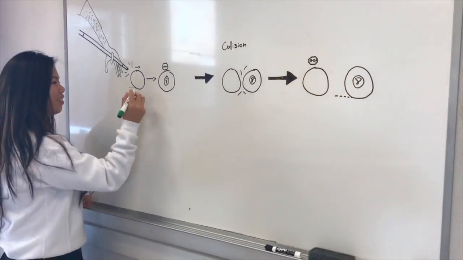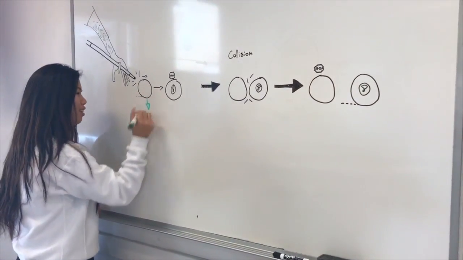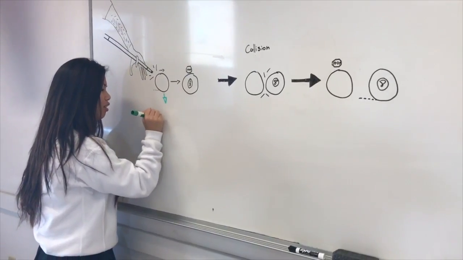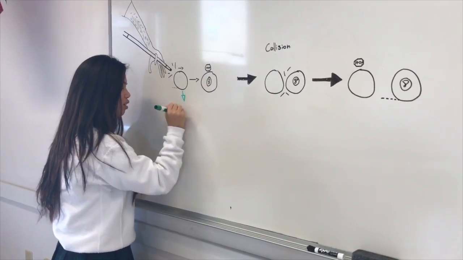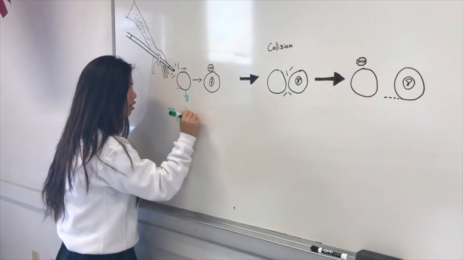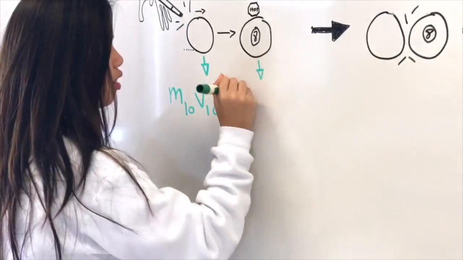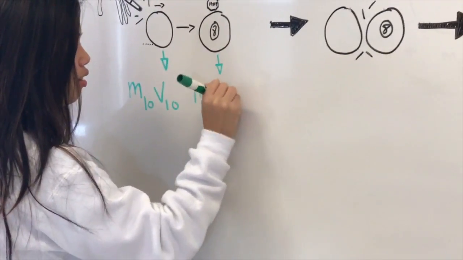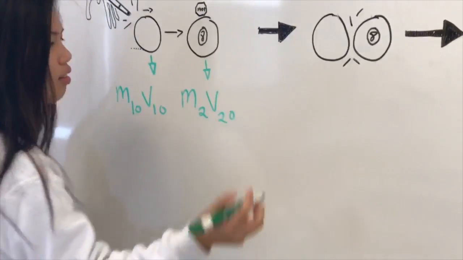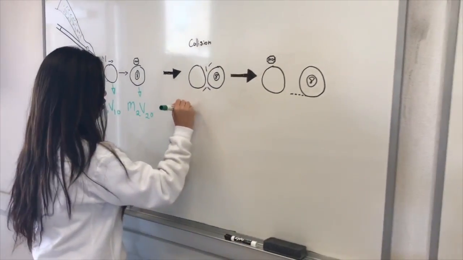So here we have an example of an elastic collision. We have two pool balls, and we are going to represent the one being hit as mass 1 with an initial velocity 1, and the second object, which is going to be mass 2 with the second initial velocity.